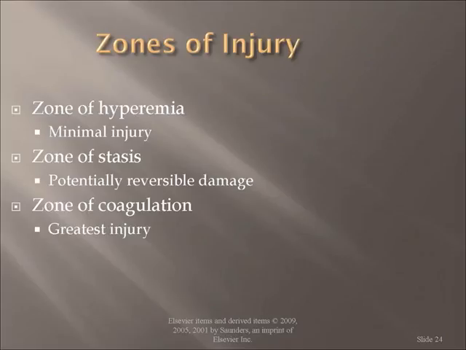With burns, they will also talk about zones of injury. There's a zone of hyperemia. This is when there's minimal injury. A zone of stasis. There's potentially reversible damage in that zone. And then there's the zone of coagulation. This is the zone of greatest injury. Such as when we talked about ischemia, we have the different zones, and the more centered the zone, the more damaged. Well, we also have the same type of zones of injury with burns.